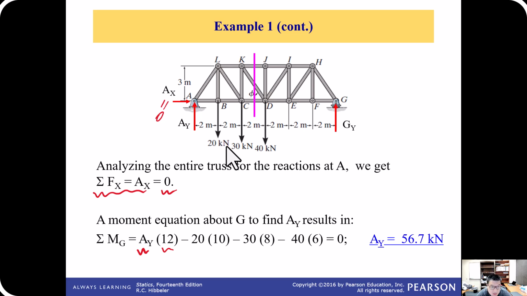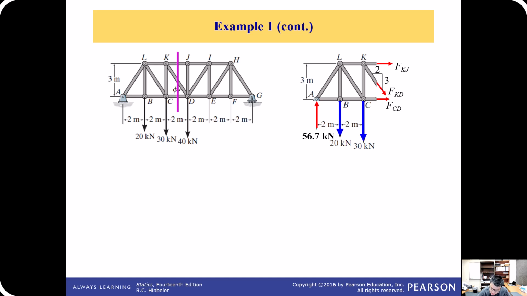We multiply the distance by the corresponding force, we can get the equation, and then we can solve Ay: 55.7 kilonewton. And then let's look at the left piece. Let's draw a free body diagram.